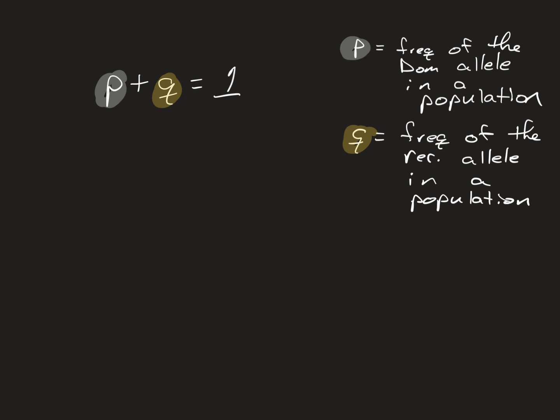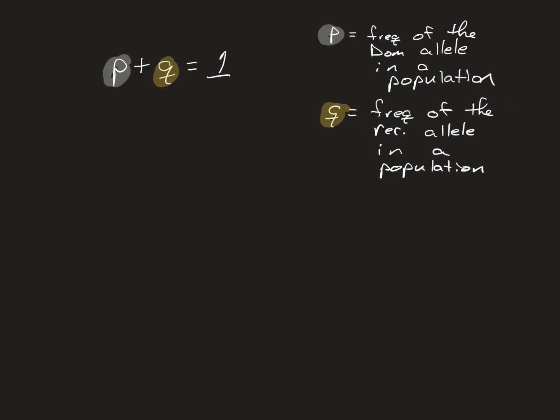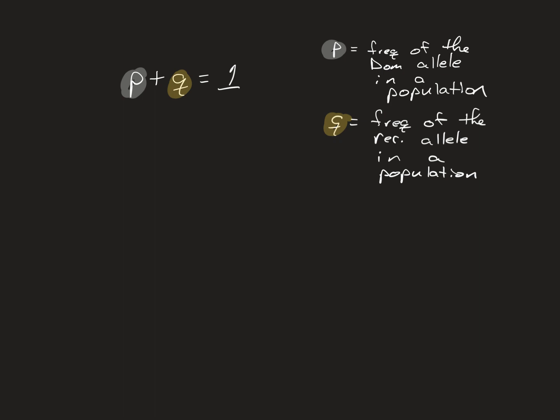That P plus Q equals 1. Because if there's only two alleles, then the frequency of one allele plus the frequency of the other allele has to be all your alleles, right? I mean, it seems simple, but it's the simple ideas that can be the most powerful.